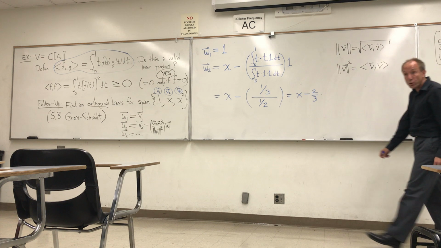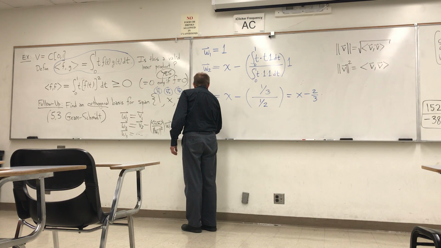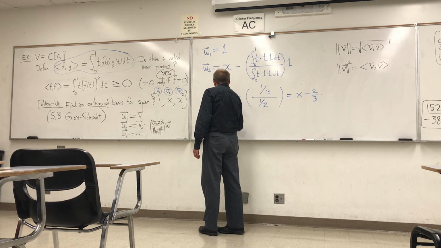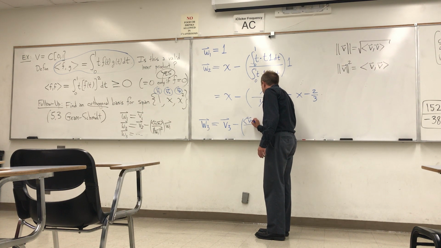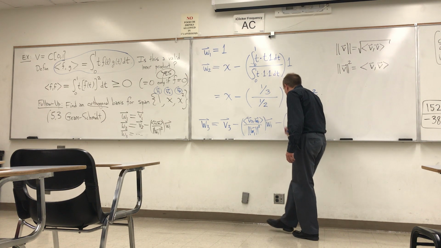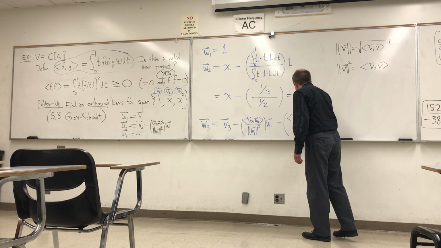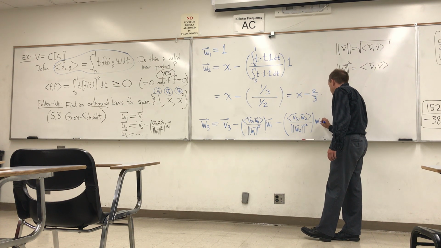Right. So far, so good. And then for the W3, this is just going to be V3. So the general formula is V3 minus the inner product of V3 with W1 over the norm of W1 squared times W1. And then another term, this is the nasty one. You have 3 terms here. The inner product of V3 with W2 divided by the norm of W2 squared times W2.